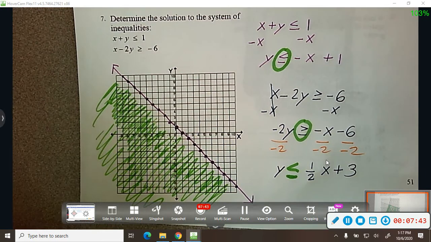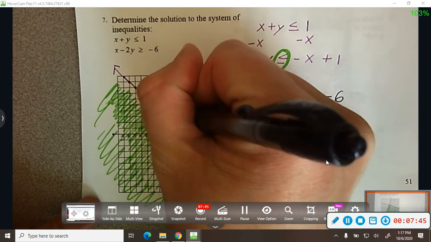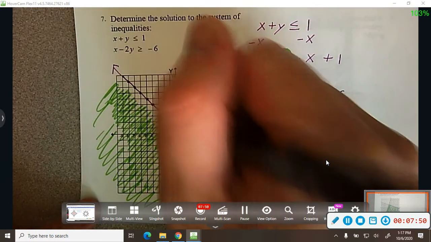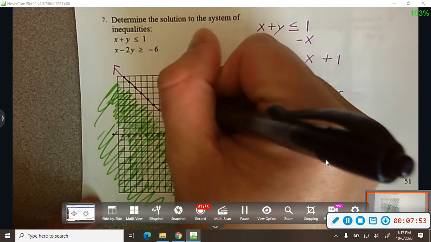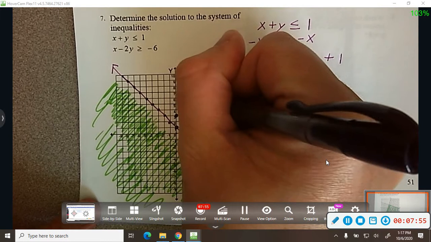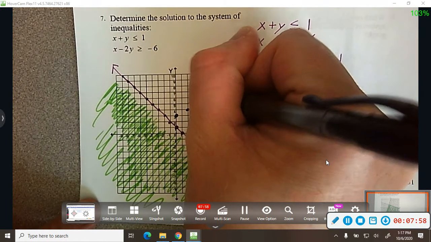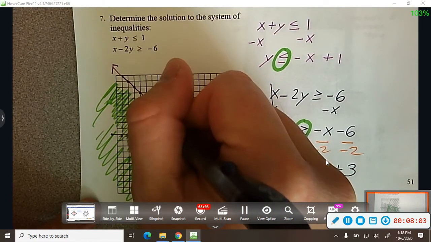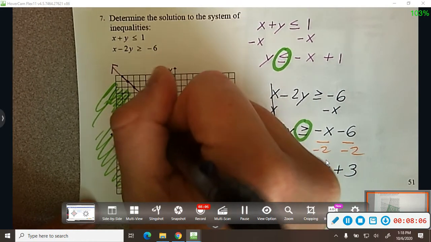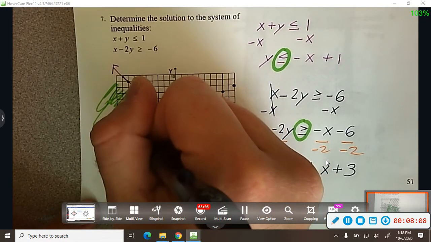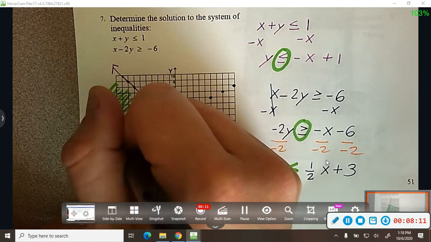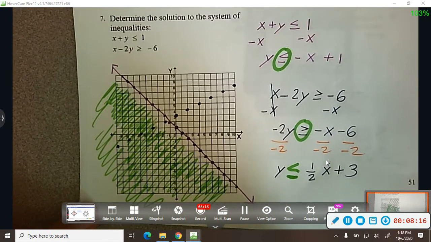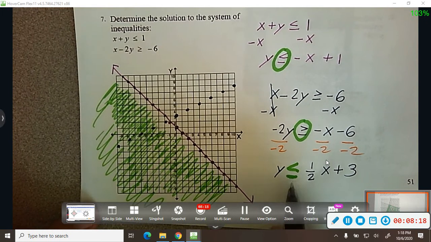So from there, I start at 3. And then I'm going to go up 1 over 2, and also the same pattern the other way. And then I ask myself, is this going to be solid or dashed? Well, it has an equal sign, so it's solid.